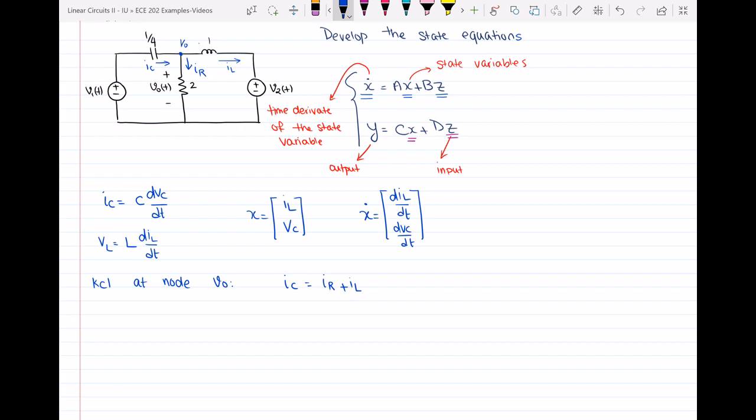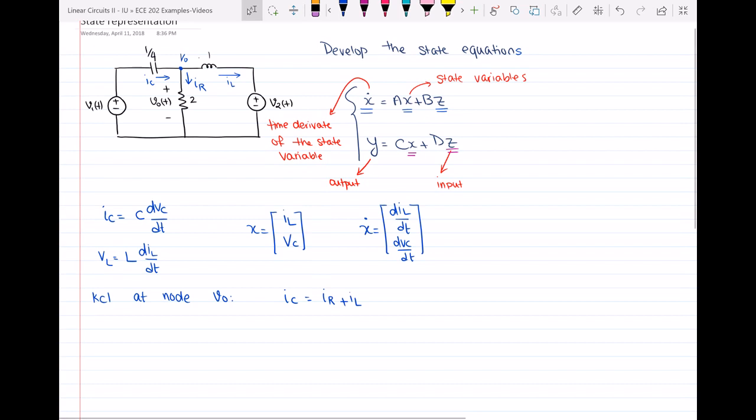Oh, and another thing that we forgot to do here was to find the inputs and outputs. In this class, for your exam, I will for sure define what the inputs and the outputs are. But for this problem in the book, it did not mention what the inputs and outputs are, but we can clearly say that VO is our output and V1 and V2 are my inputs. All right. So let's go back to where we were.